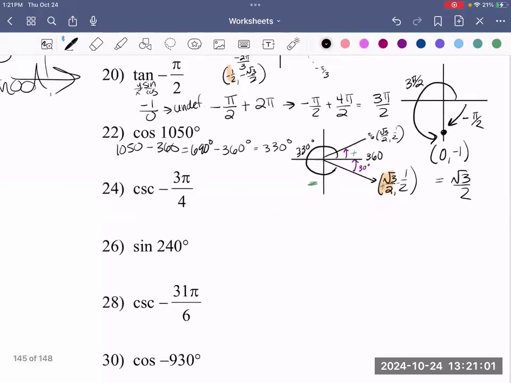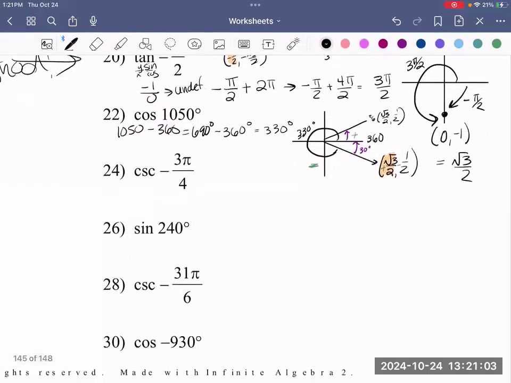Now let's do it again with negative 3 pi over 4. So it being negative, we're going to add 2 pi. So we get negative 3 pi over 4 plus 8 pi over 4. So we're now at 5 pi over 4. Well, 5 pi over 4 is just a little bit more than your pi.